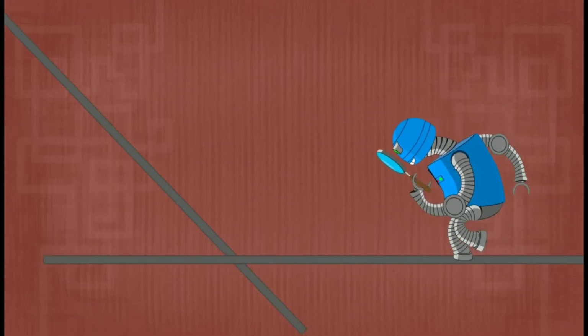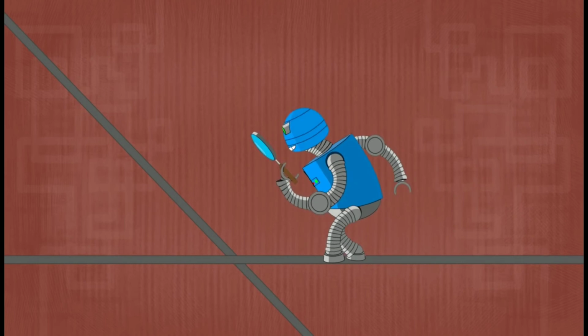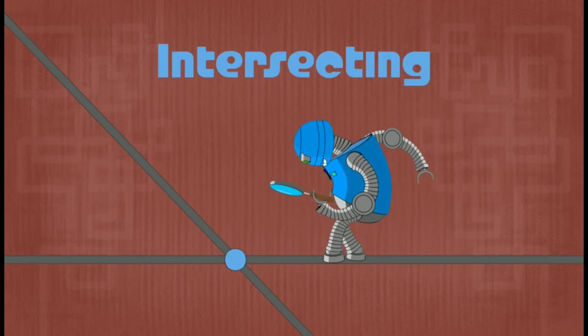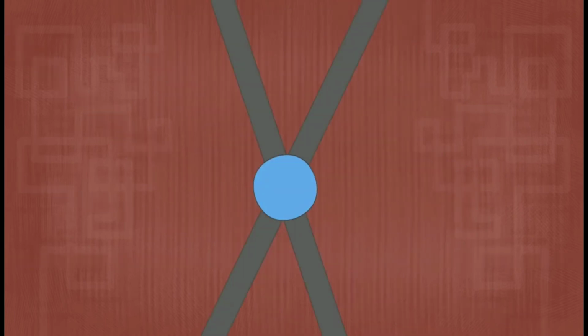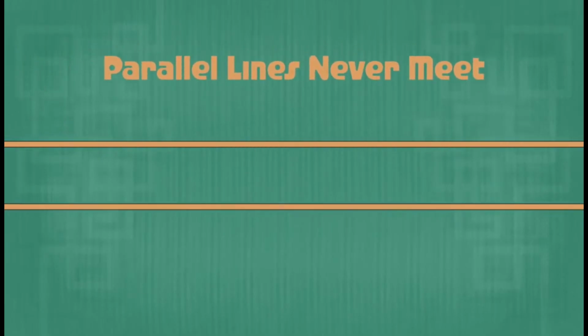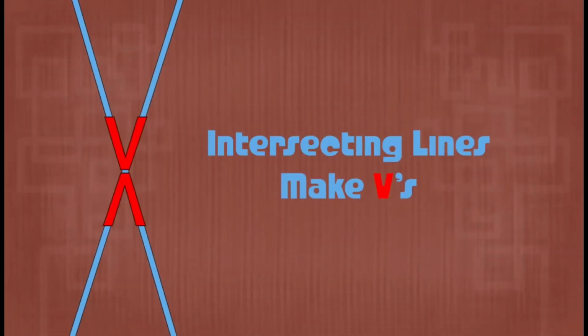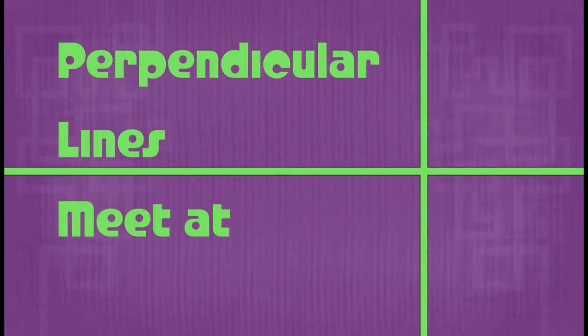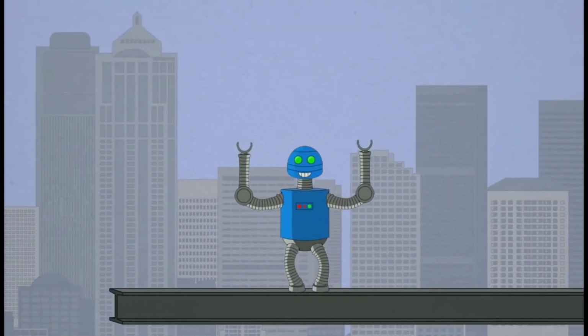Now let's talk about detecting if two lines are intersecting. It's the term that we use if at any point two lines connect. Parallel lines never meet, intersecting lines make V's. Perpendicular lines meet at 90 degrees, put your hands in the air with me.